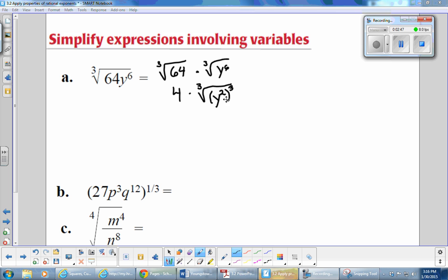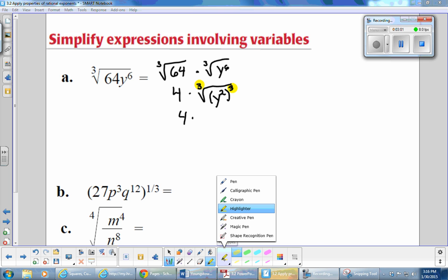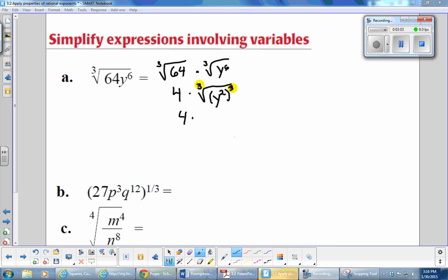And why did you rewrite it like that? The reason is now you have 4 times the cube root of y squared cubed. What do these 3's do? Let me get my highlighter out and I'll show you what I'm talking about. What happens to these guys? They're both the same. The cube root of something being cubed is just going to be the something, which is going to make it y squared, and you're done, okay?